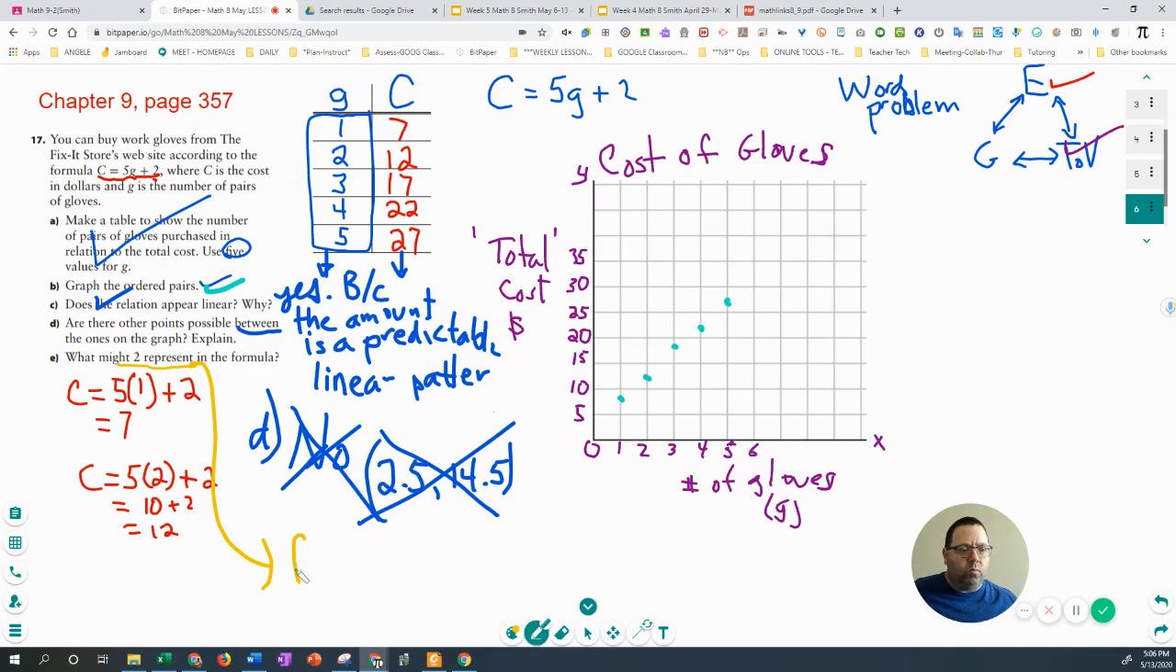Well, the 2 is what we call a fixed constant cost. So it doesn't matter how many or how little or how much gloves you buy. You could buy 1 pair, you could buy 40 pairs. You're going to pay an additional $2. Okay. Now, what might that be?